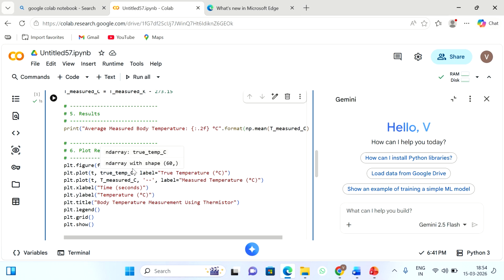And the overall working principle: it simulates the body temperature and converts temperature into resistance. Then it converts resistance to voltage. Then it converts voltage to resistance. Then it converts resistance to temperature. Then it compares the original and measured values. This mimics a real thermistor based body temperature measurement system used in our biomedical instrumentation.